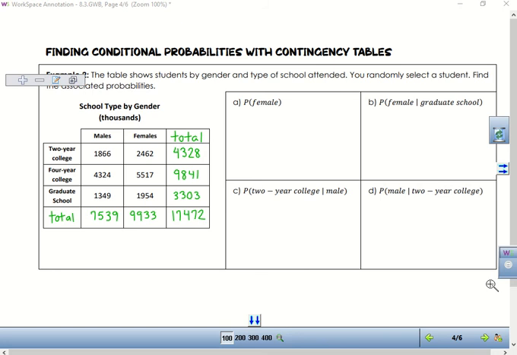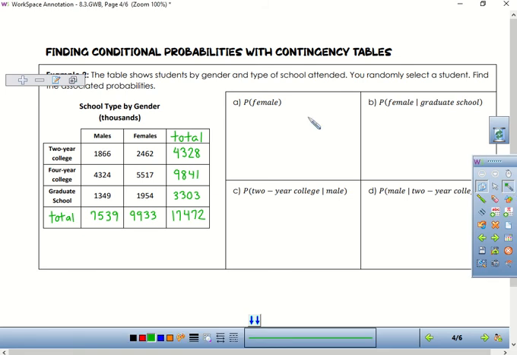So, this is what we have so far. These are our subtotals and our totals. And now we're going to calculate some probabilities. These are students that went to two-year college, four-year college, and graduate school, separated by gender. So we're going to just look at a general probability here. How many total females are there? What do you think?